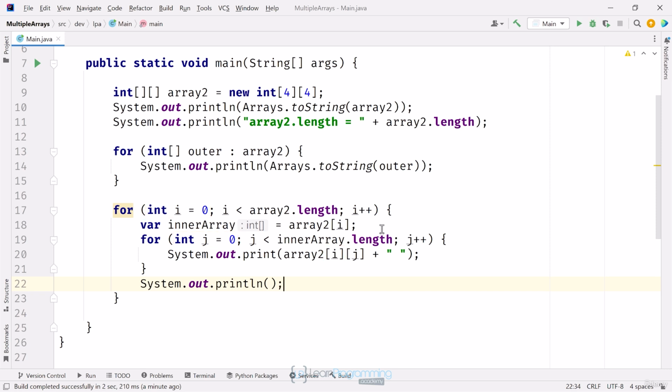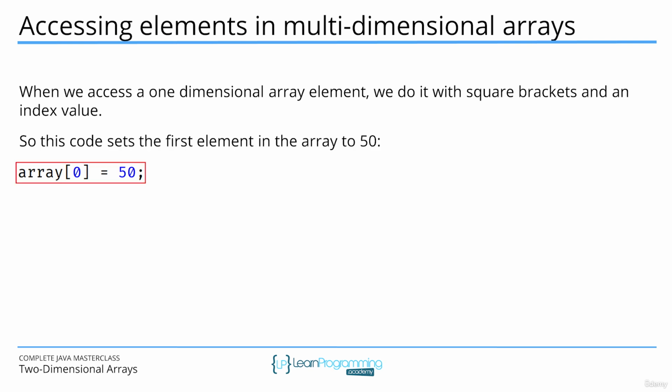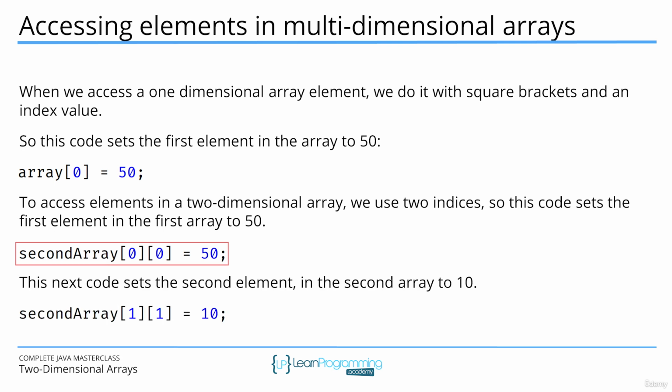Let's look at what I'm really doing here with the help of a slide. When we access a one-dimensional array element, we do it with square brackets and an index value. So this code sets the first element in the array to 50. To access elements in a two-dimensional array, we use two indices. So this code sets the first element in the first array to 50. This next code sets the second element in the second array to 10.